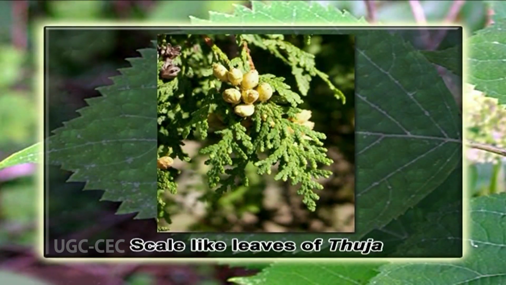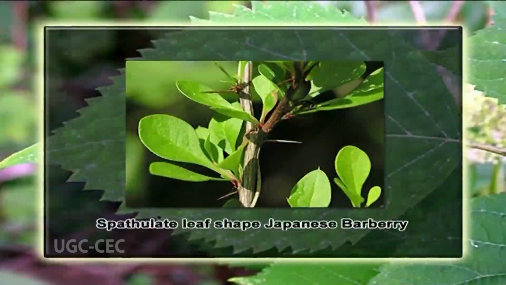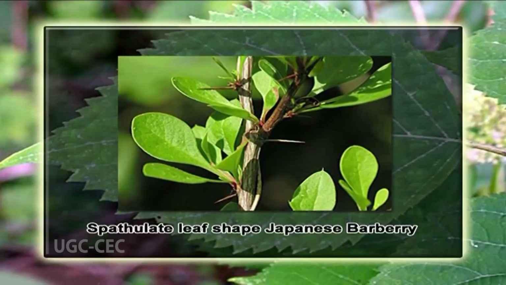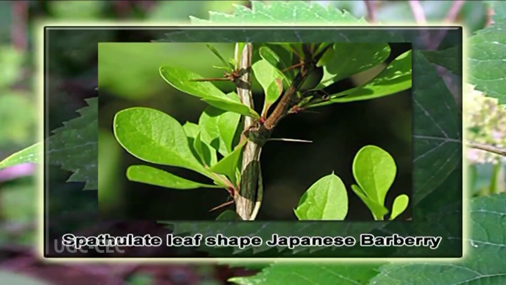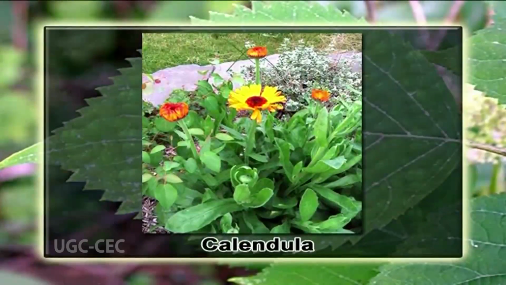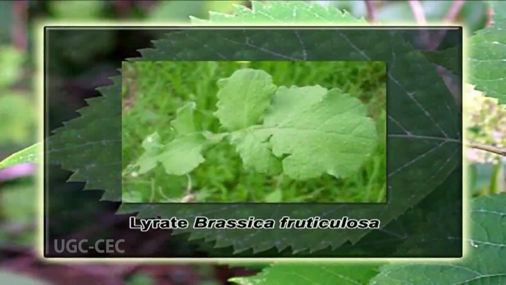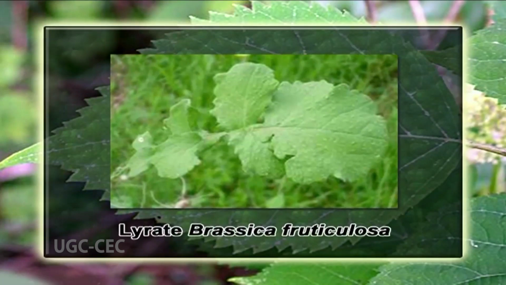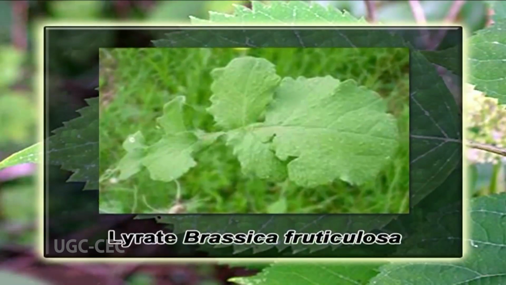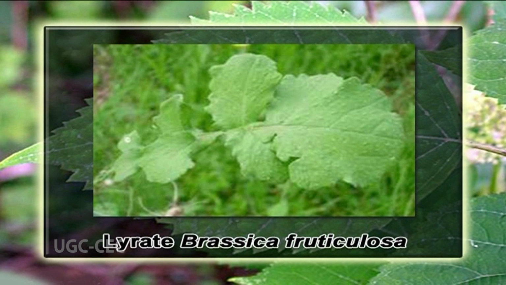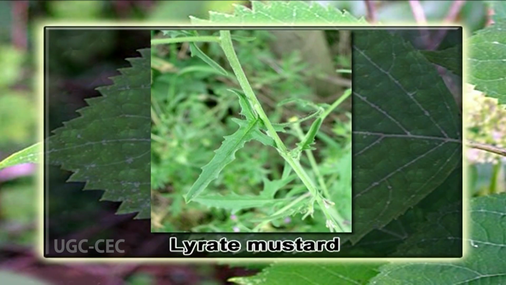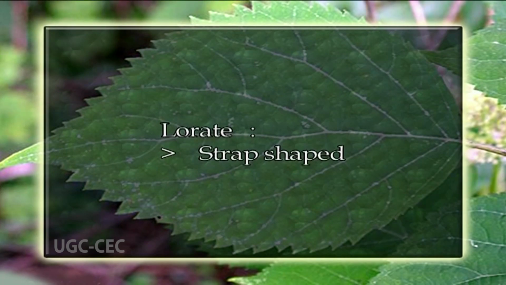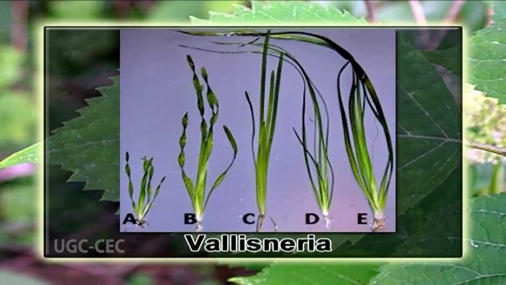For example, Thuja occidentalis. Spatulate, spoon-shaped, that's broad and round at the top and narrow towards the base. For example, Japanese barberry, that's Berberis thunbergii, or calendula. Then lyrate, divided into a large terminal lobe and a few smaller lobes, which become gradually smaller towards the base. For example, in Brassica fruticulosa or mustard, etc. Or ligulate, that's strap shaped. For example, in Vallisneria species.